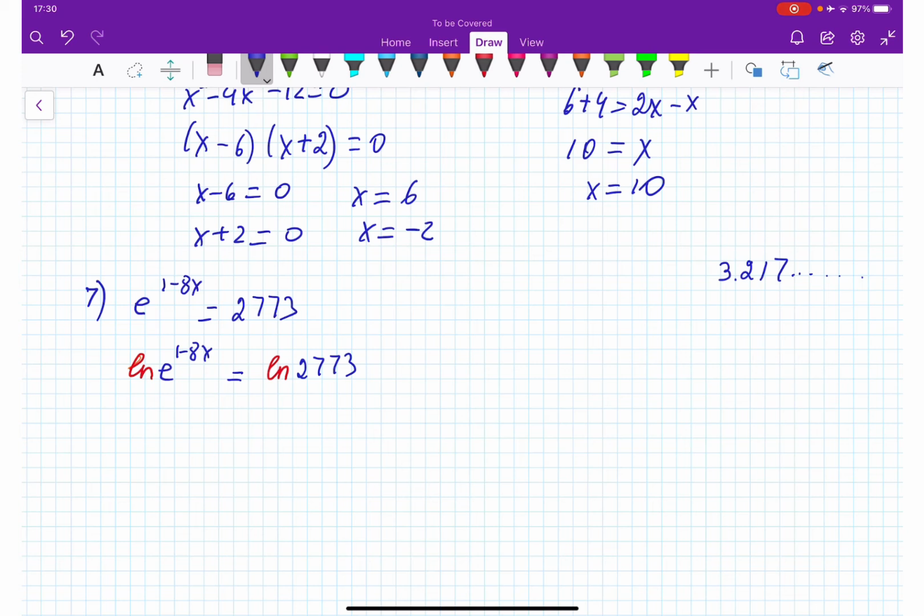Okay, so from here, natural logarithm of e is going to be equal, from here, 1 minus 8x, it's going to be equal natural logarithm 2.773. Why? Very legit question. Because based on inverse property, let me write down, natural logarithm of e to power x is equal x. So this is very important property.